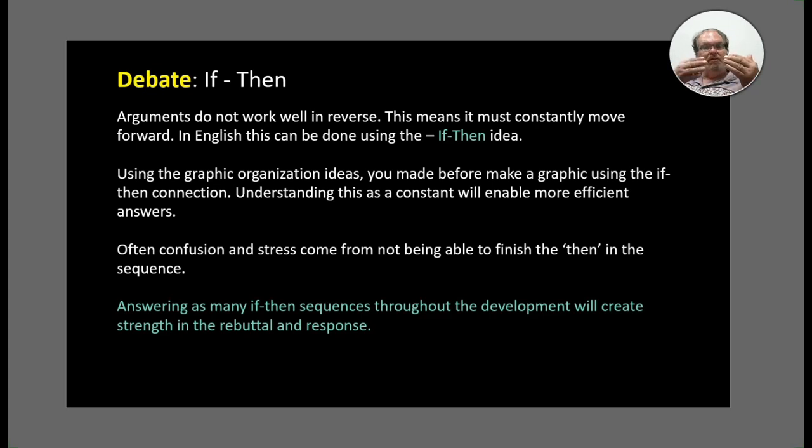Each person has to be connected to the other person. If there's no connection, they're just kind of random ideas. But you want to connect it, and that connection will be very strong, makes your argument strong, and maybe will win you the debate. So this is a constant and makes more efficient answers. If you are being challenged, make sure that you have something to respond with. That is what we want to do with this graphic.